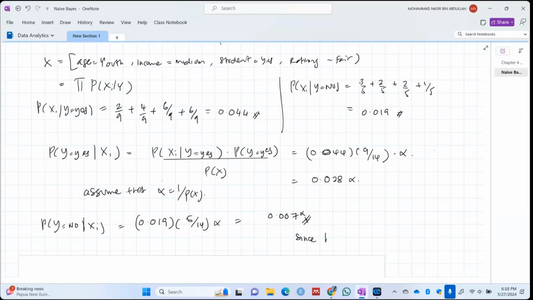Since probability of y equal to yes given xi is larger than probability of y equal to no given xi, the x will be classified as yes. Okay? Simple, right? Simple but tedious.